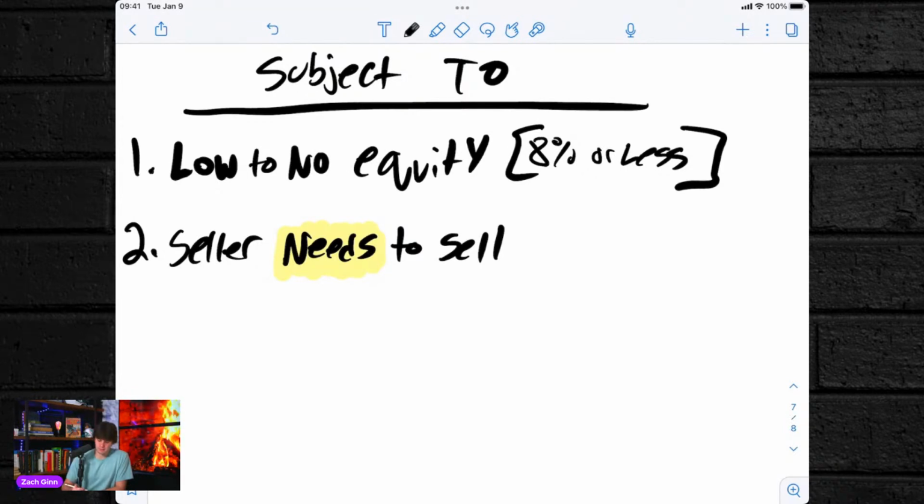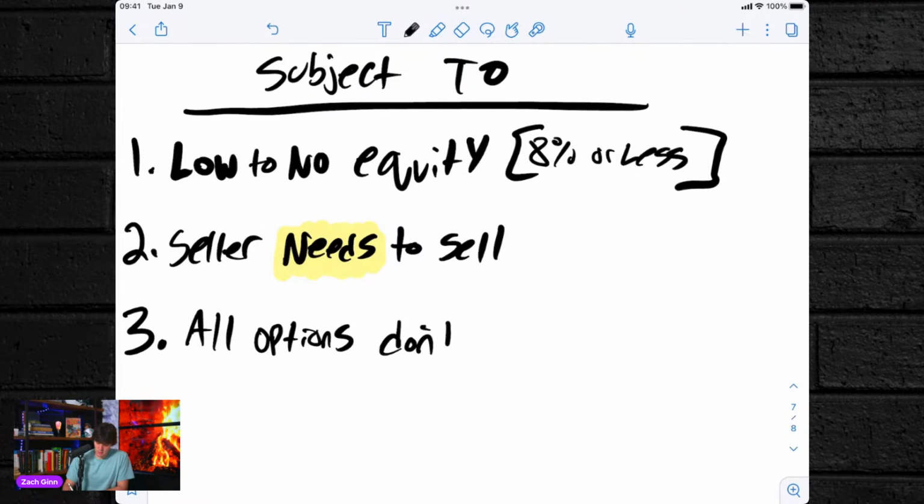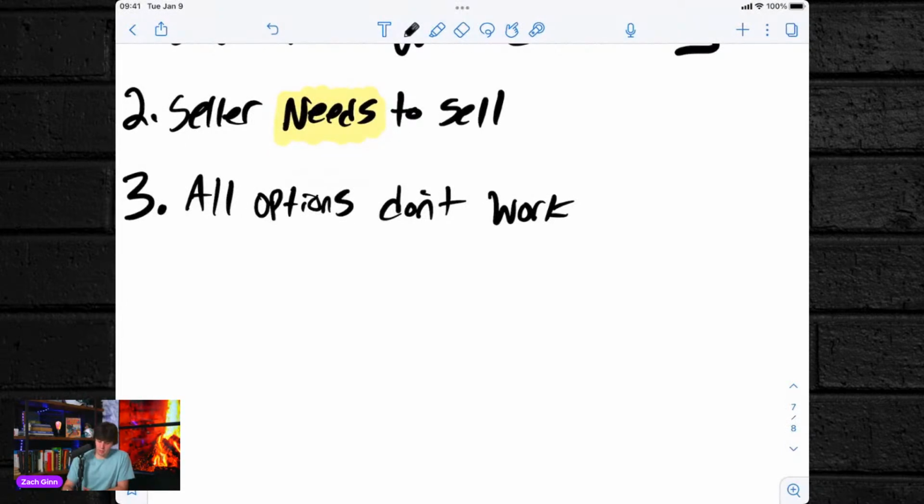What they do. And then number 3, this is going to be the truth. This is going to be something that's not talked about too much, but all options don't work. What do I mean by that? Let's elaborate on what all options don't work means.